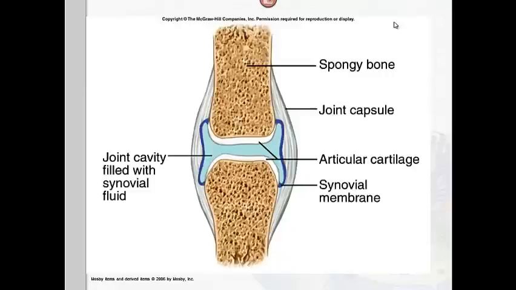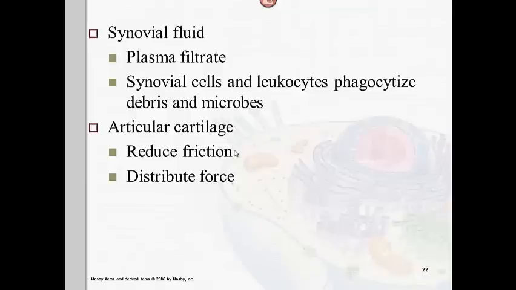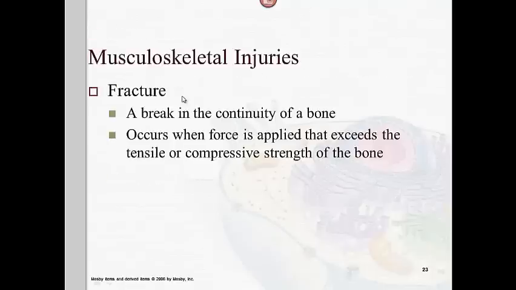These are examples of the joint capsule and the synovial fluid inside that separates two bones and is basically in charge of nourishment and avoiding trauma to the joint. The articular cartilage reduces friction and also distributes the force. We already explained what synovial fluid was about. Now let's talk about fractures.